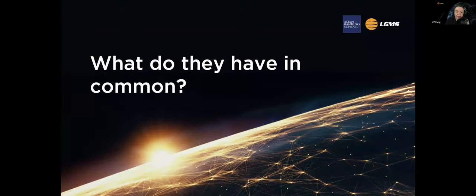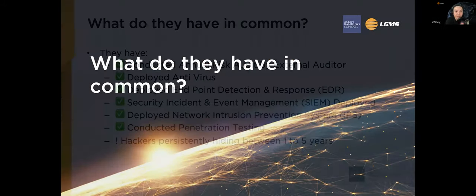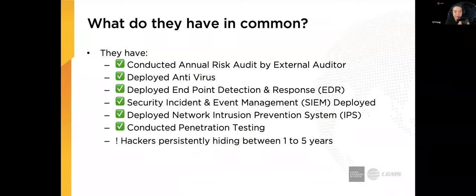So at this stage, after you hear the three stories, what do you think they have in common? All of them conducted annual risk audits by external auditors, mainly because they are regulated customers coming from regulated industries. They also have antivirus deployed, they have EDR deployed. Even some of the EDR may have AI functions, and they still got compromised.